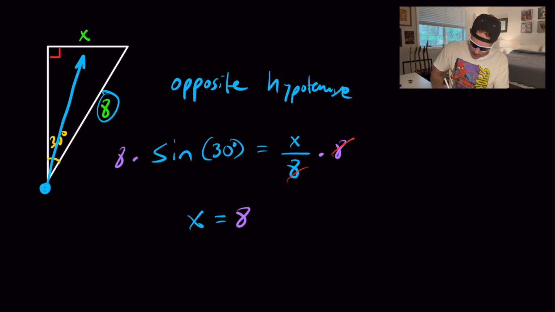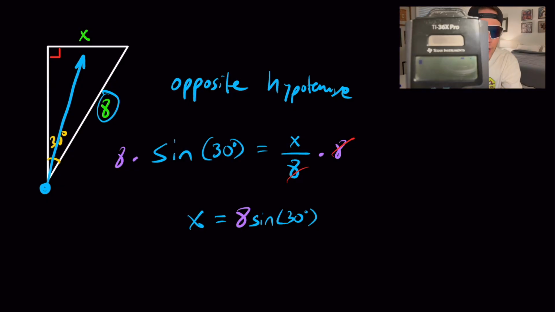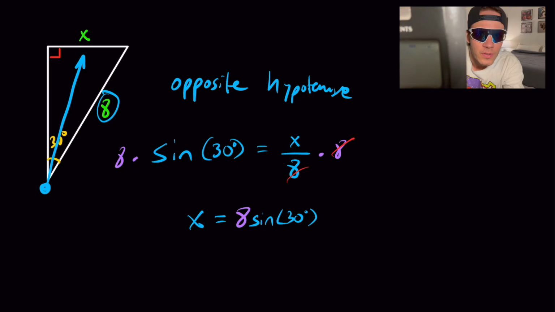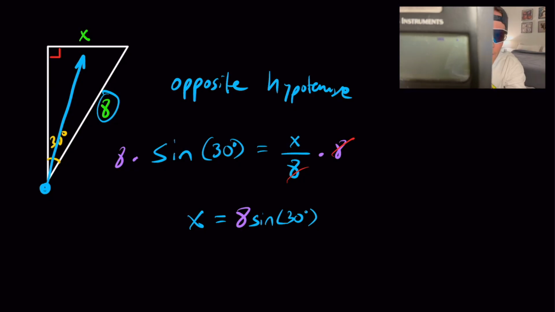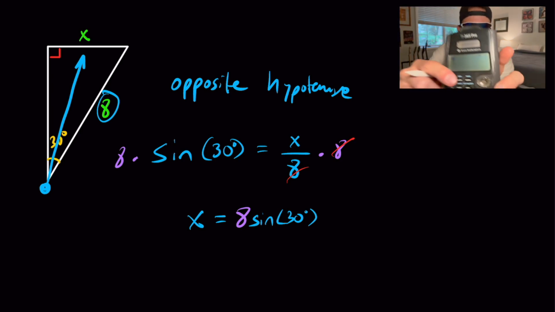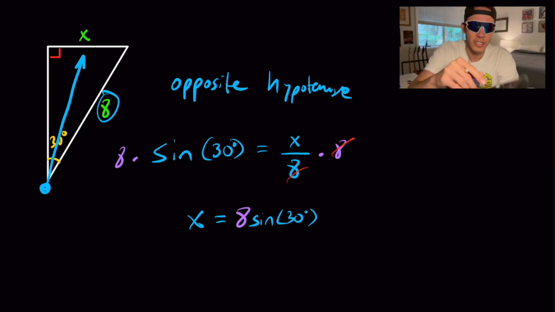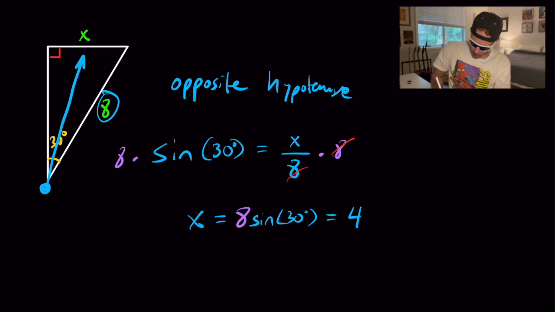8 sine 30 degrees. So this is where you will break out your calculator and go ahead and plug things in. Make sure also that you're in degree mode. You should see DEG on your calculator before you start plugging stuff in. So here we're going to do 8 times sine of 30, and that's going to give us an answer of 4. So x is equal to 4.